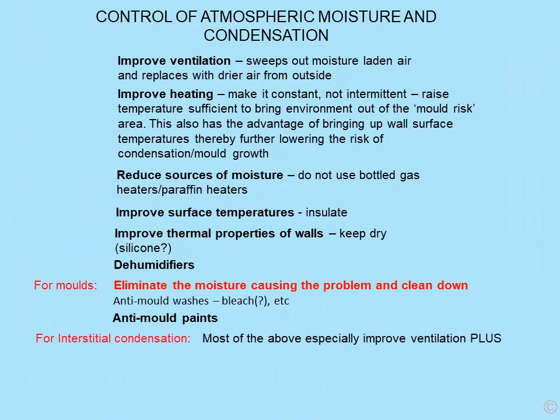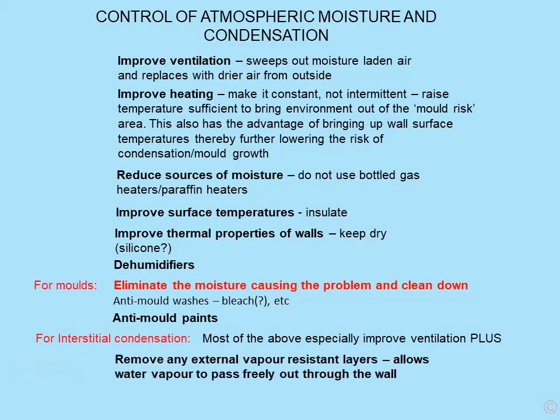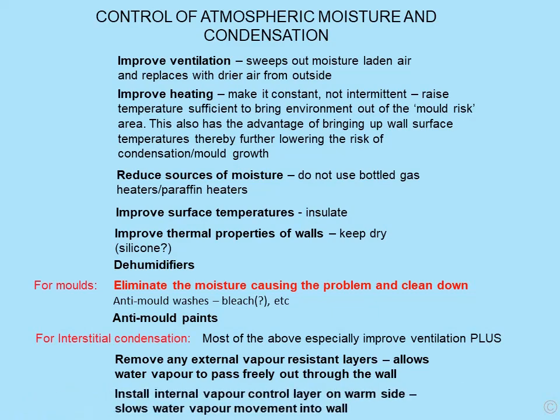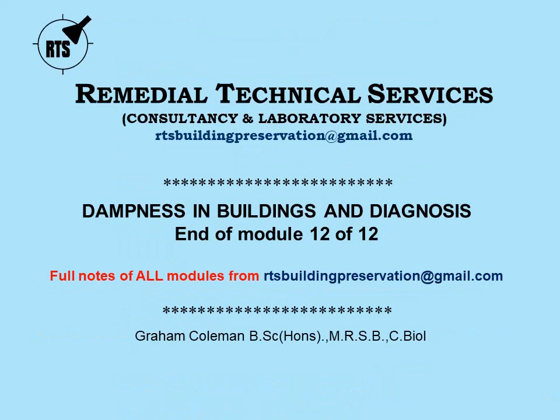And finally, for interstitial condensation, most of the above, but especially improve ventilation, plus remove any external vapor resistant layers that allow water vapor to pass freely out through the wall, and install internal vapor control layers on the warm side. Indeed, this is to slow the water vapor movement into the wall. Dampness in Buildings and Diagnosis, end of Module 12.